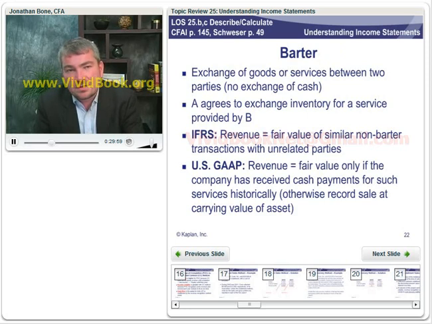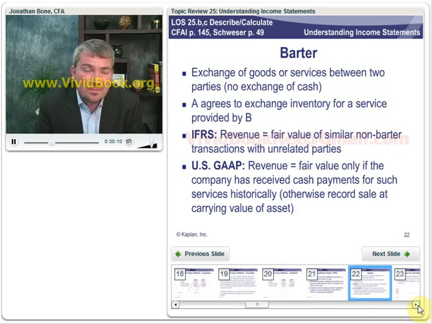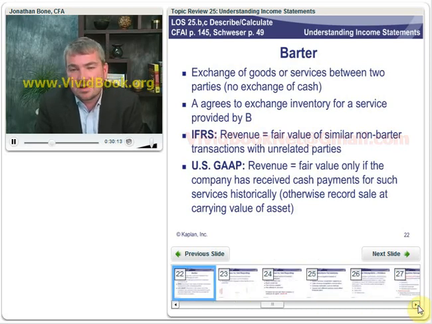Unrelated parties, of course, means no related parties, no corporate insiders, shareholders or directors, because of course the problem with corporate insider transactions is they may not be at proper commercial terms, they may not be at arm's length. Notice US GAAP is pretty similar. Notice revenue equals the fair value, but only if the company has sold these goods for cash in the past. If it hasn't, instead, the sale is recorded at the carrying value of the asset that's been exchanged.